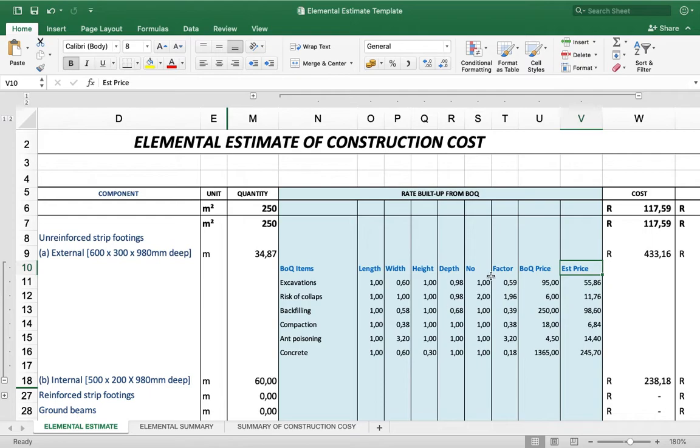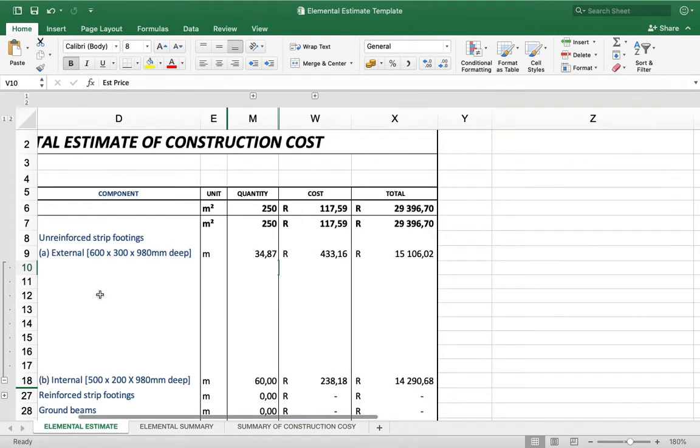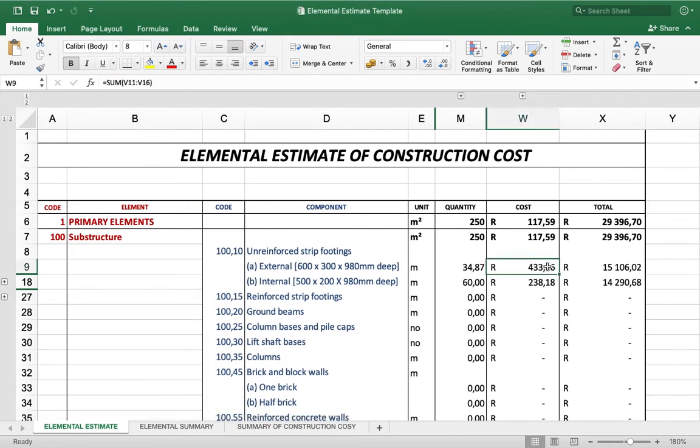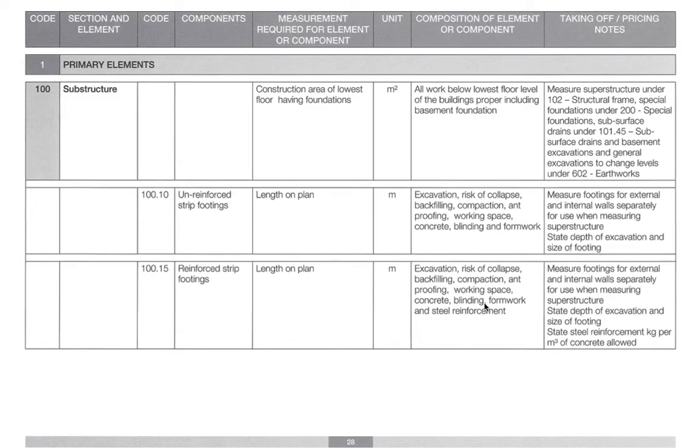So that is a very important part of an elemental estimate, and a very important part of any estimate, to get your rates right and to know exactly what is in that rate. And that is why the Guide to Elemental Estimate is so good, because it tells you exactly what is in that component, how to compile the rate for that component. There's a guide used for that. And the same with all other elements and components throughout this elemental estimate. I hope that was helpful.